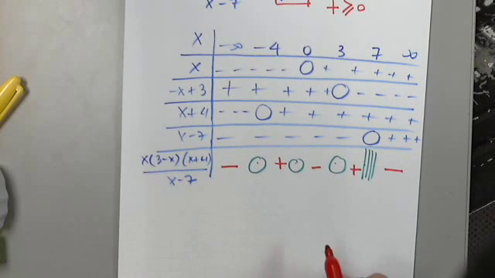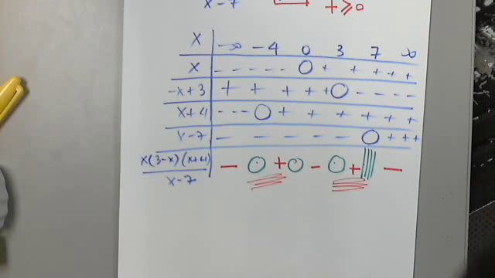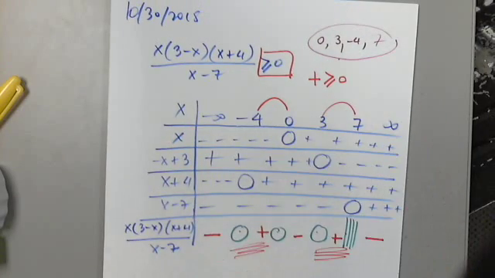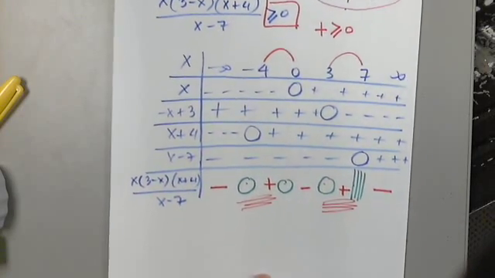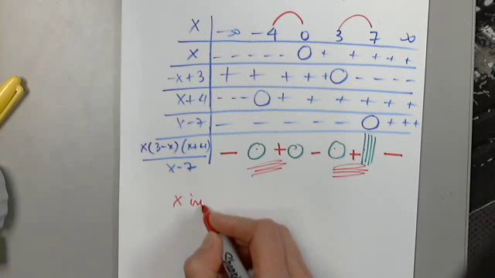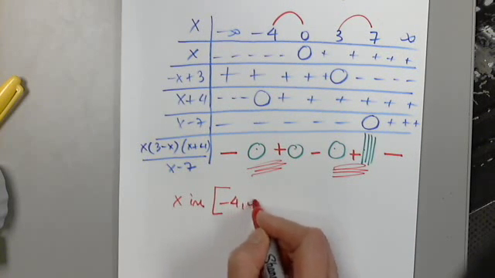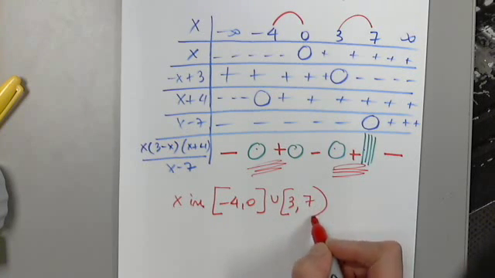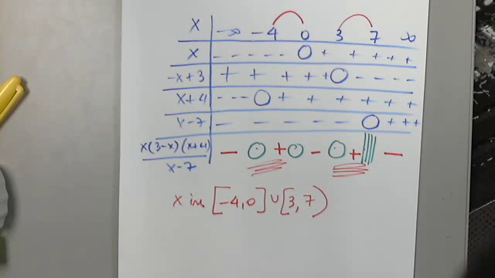Is this ratio ever positive? Yes. Here and here. Which means I have to choose these x values. So x in the interval with a bracket at -4, 0, union with a bracket at 3, but not a bracket at 7. Can anyone explain why not a bracket at 7? Because it's undefined. Very good. Well done. Is this better?